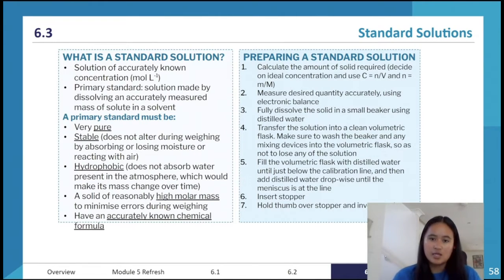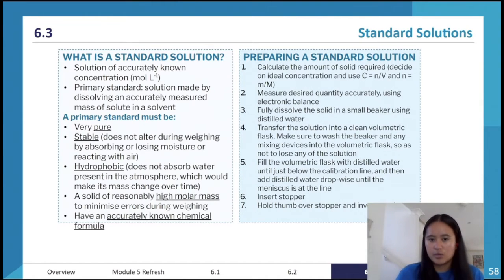And how to prepare it, for a primary solution, you need to calculate the amount of solid by finding the mass from the molar mass, and then you want to measure it on an electronic scale. Then you want to dissolve that solid in a small beaker, then change it into a volumetric flask. You want to make sure that you're not losing any of the solution in the beaker. You want to flush it out with distilled water so that all of the dissolved bits get out and you're not leaving anything behind.